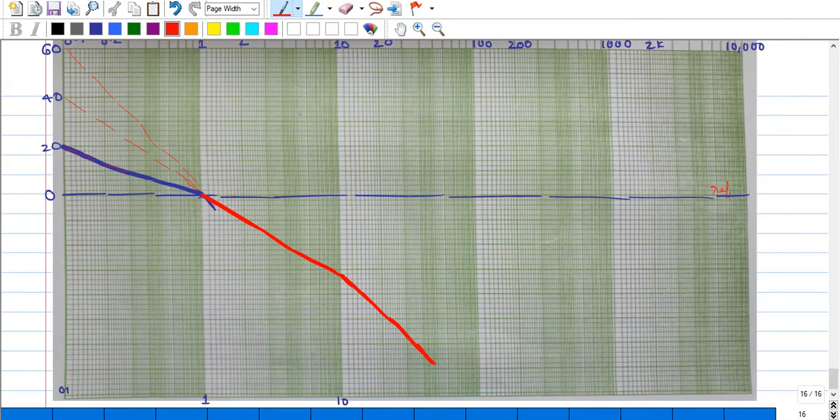Now we need to draw the phase angle plot. For that, let us draw a reference line, and before that let me consider this as minus 90, minus 180, minus 270. Okay, so let me draw the reference line at minus 180.